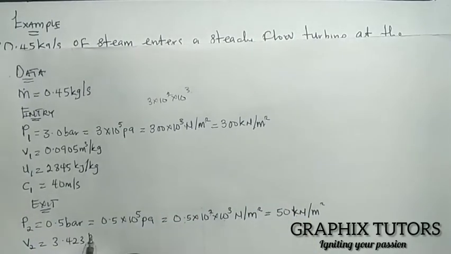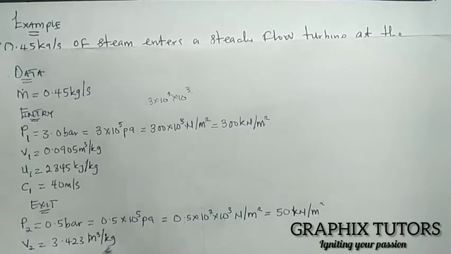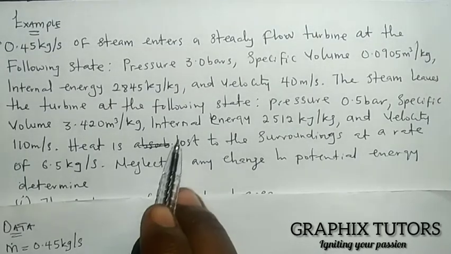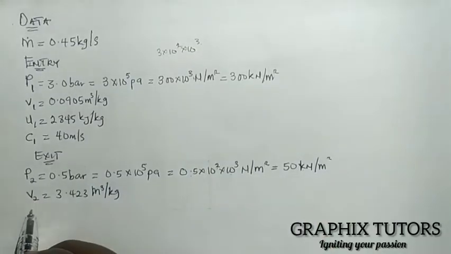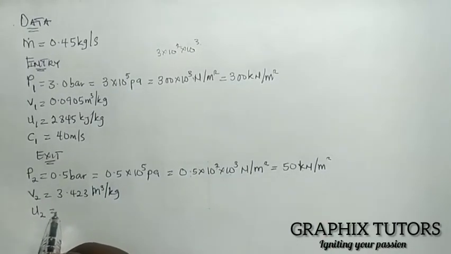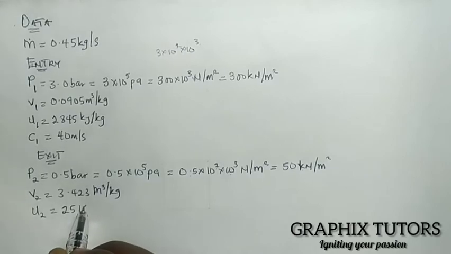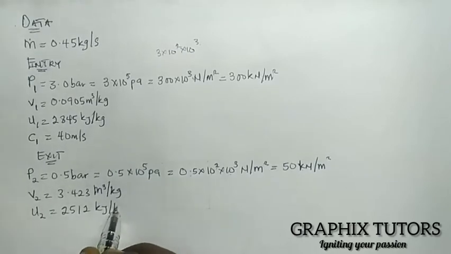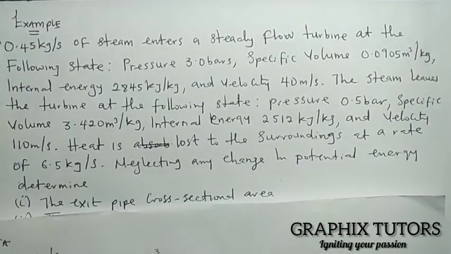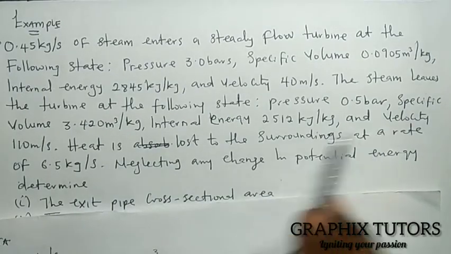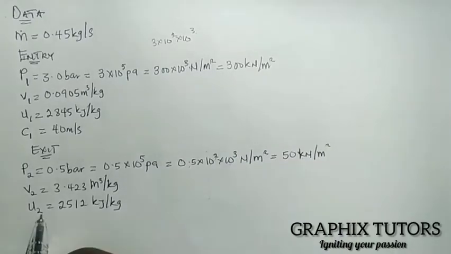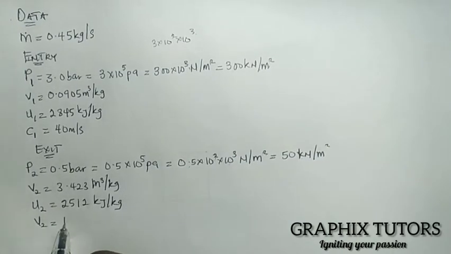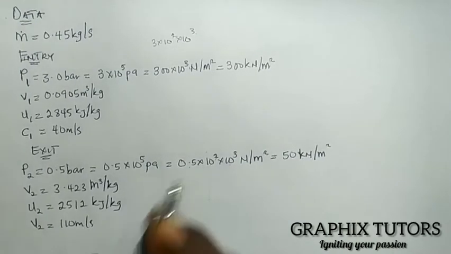Specific volume is in meter cube per kilogram. The next thing here is the internal energy, so we have U2 equal to 2512 kilojoule per kilogram. Then the velocity V2 is 110 meter per second.